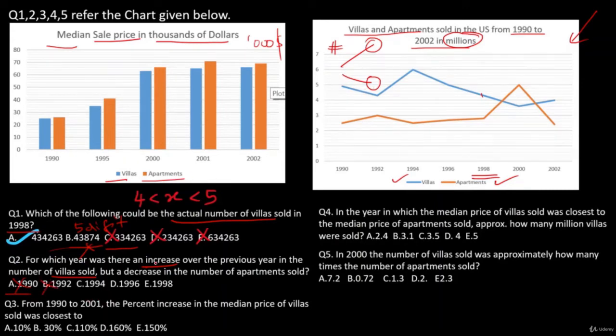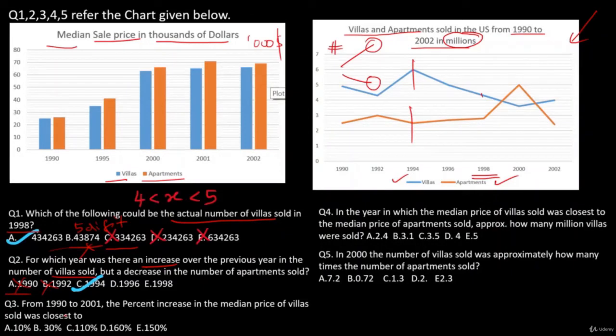What about 1994? You can see, yes, we are having the shape that we want. Therefore, the correct answer to this question is 1994. You can see that there is an increase in the number of villas sold and a decrease in the number of apartments sold. And that is what is asked in the question. All right, let's get to the next question.